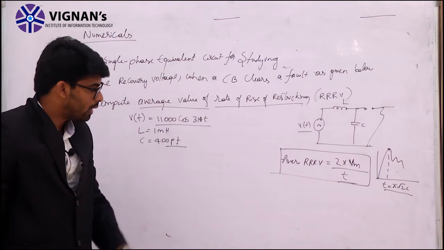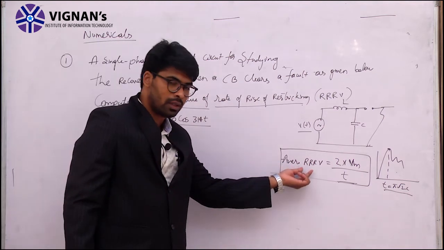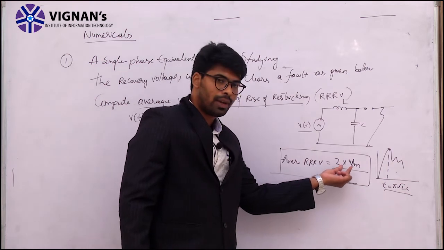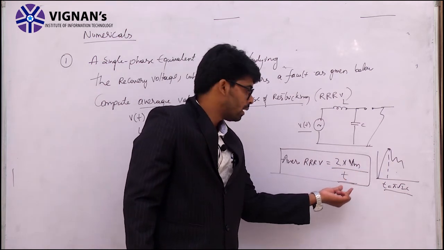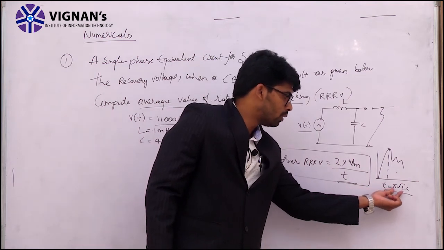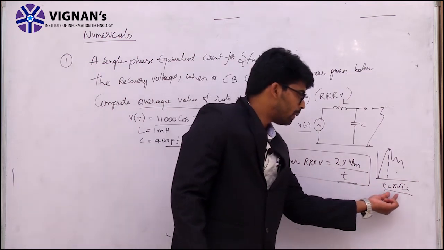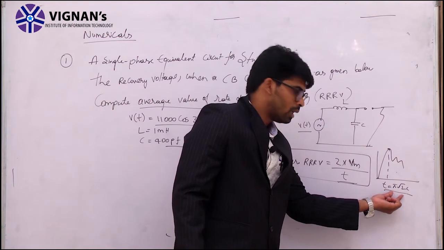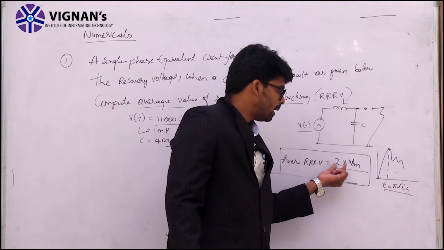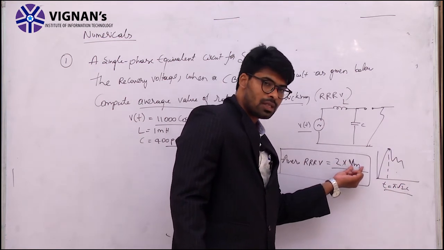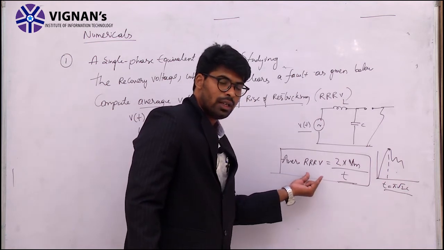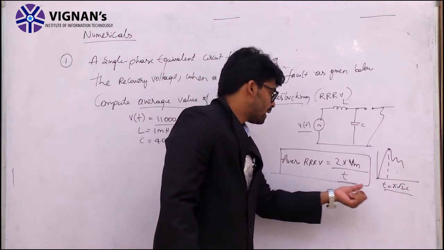The average value of rate of rise of recovery voltage is given by 2 times the maximum value divided by the duration. The first half duration is t equal to pi root LC, which is the time to reach the maximum value. By dividing 2 Vm, the maximum value of the system, by the time duration, we get the average value of rate of rise of recovery voltage. This is the expression for that.